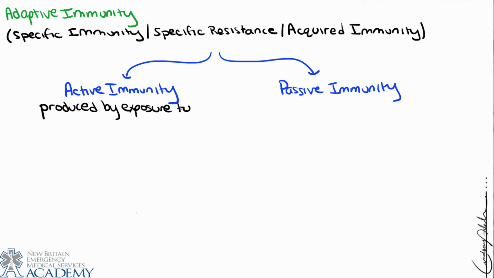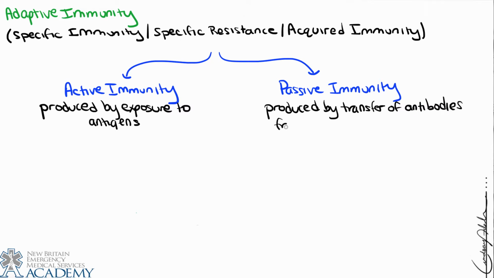And active immunity is produced by exposure to antigens. So think of an antigen as something that is possibly dangerous to the body. And in order for active immunity to be functional, there has to be an actual exposure to an actual antigen. Conversely, passive immunity is produced by transfer of antibodies from another source. So it doesn't have to be exposure to the antigen, just administration of the antibodies in some form or another.